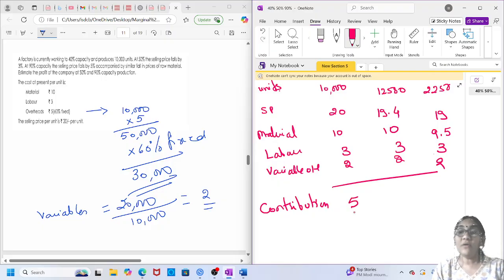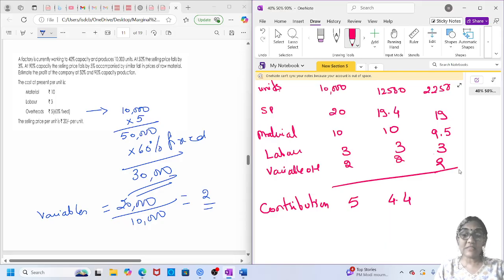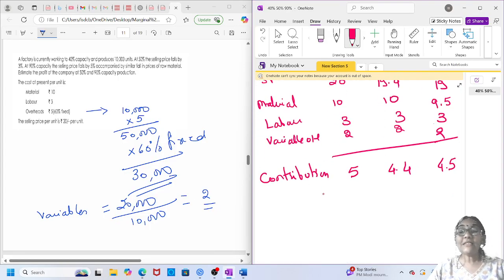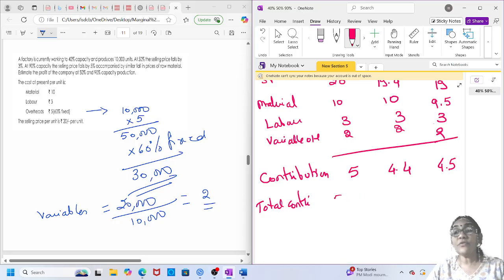In the second scenario, it will be 19.4 minus 15, that is 4.4. And in the third scenario, it will be 9.5 plus 3 plus 2, 14.5, and 19 is your selling price. So 4.5 would be your contribution per unit. Multiply it with the number of units. So the total contribution, in this case, it's going to be 50,000 because 10,000 units.